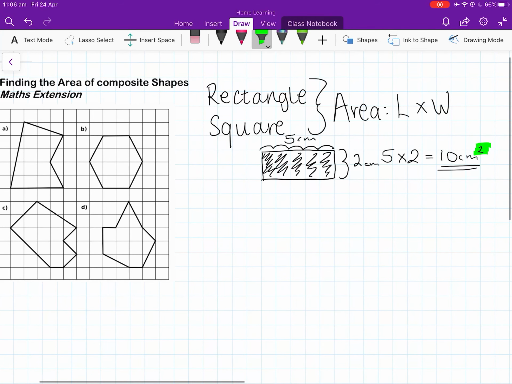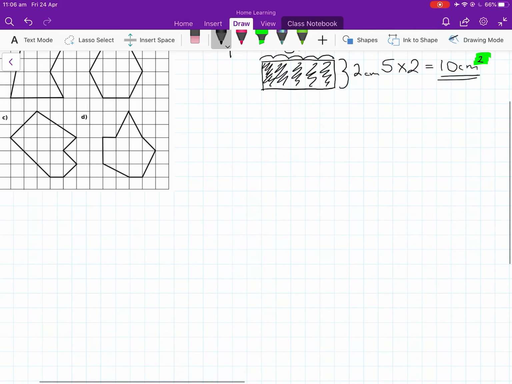Every time we have area, guys, you need to remember to put the squared at the top. That is crucial for area, because otherwise I don't know that you're measuring the inside of a shape.